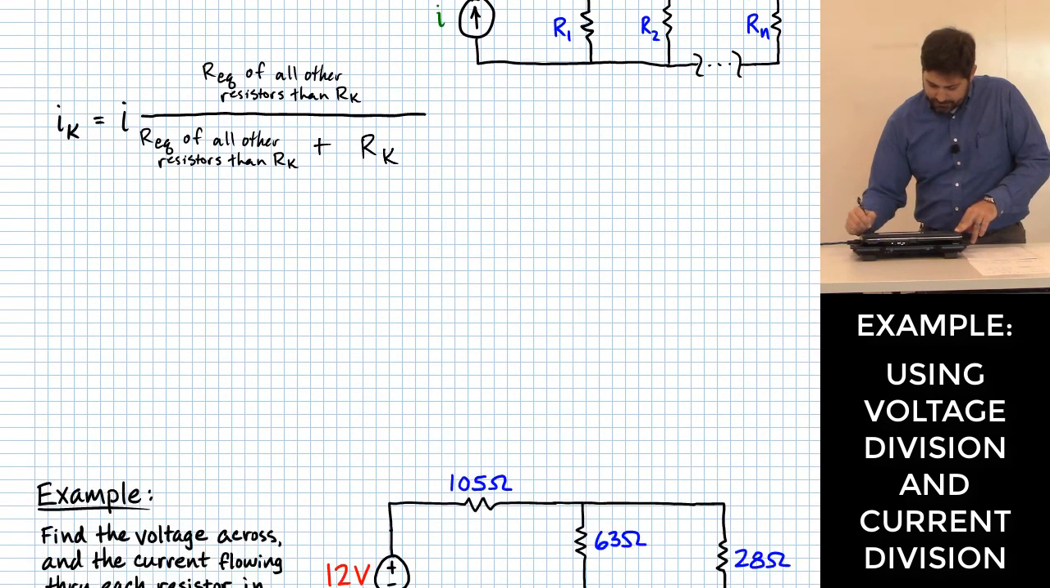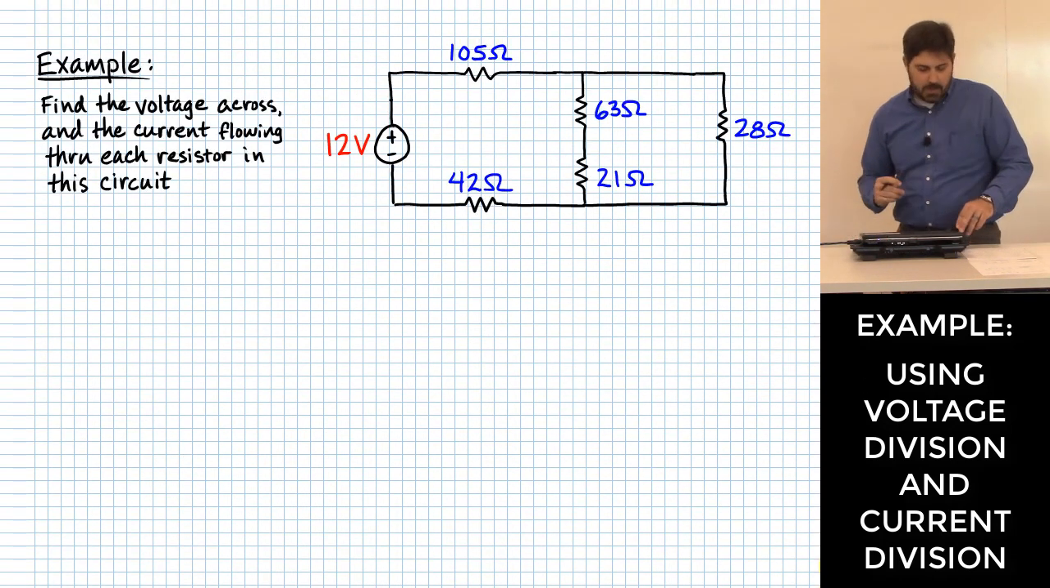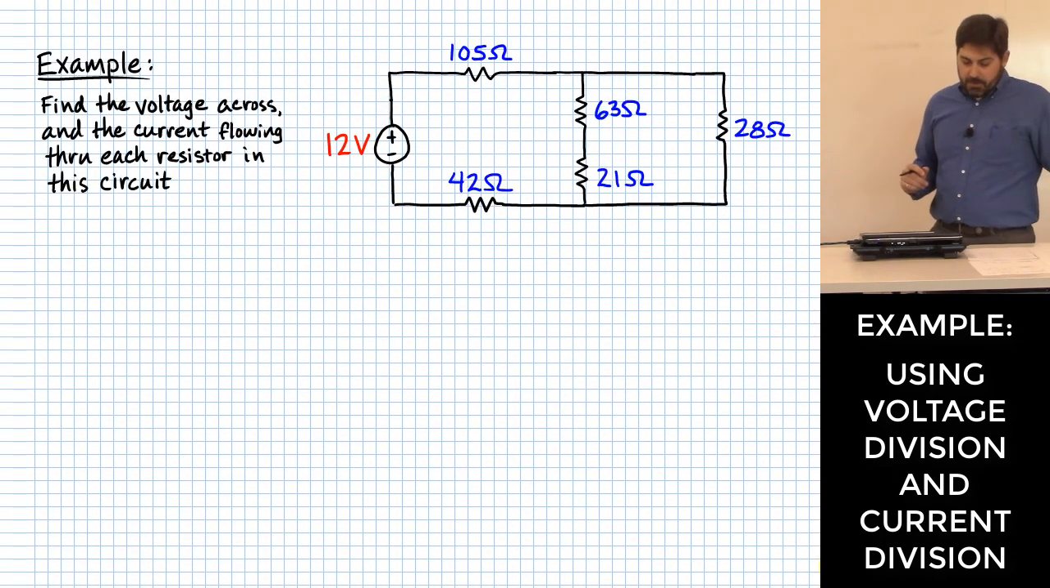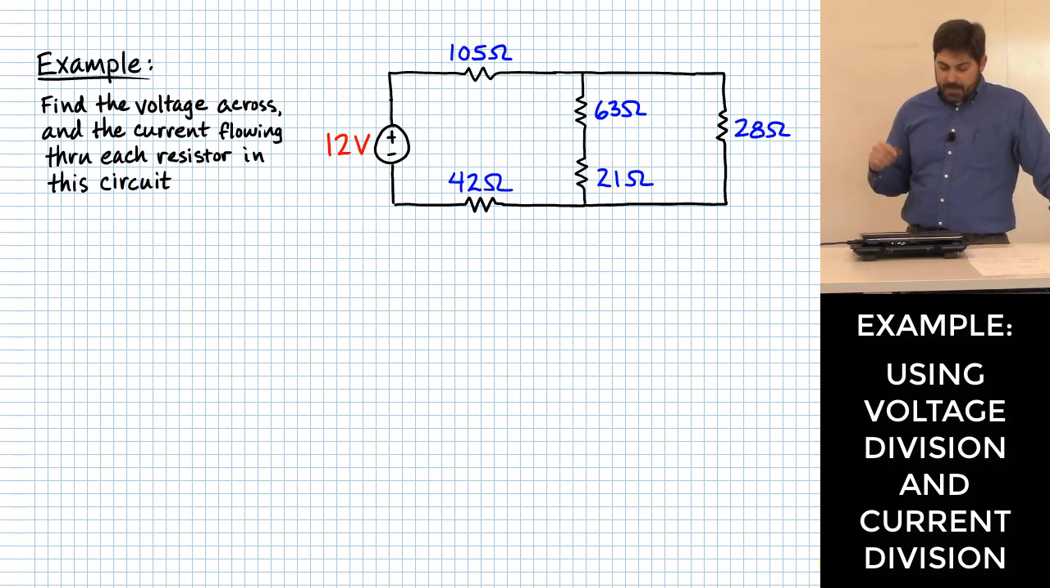Let's do an example. The instructions on this example are to find the voltage across and the current flowing through each resistor in the circuit. Okay? And because I'm presenting this example right after I talk about voltage and current division, what do you think I might be inclined to try to use as I solve this problem? Voltage and current division, very likely. Okay?